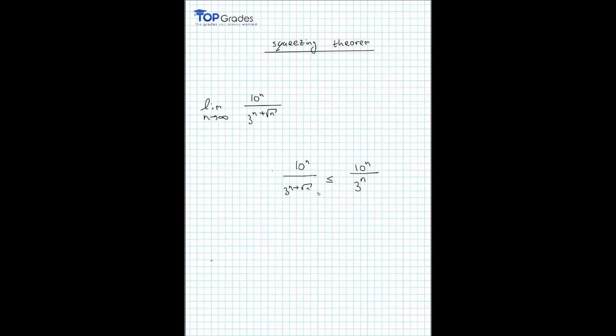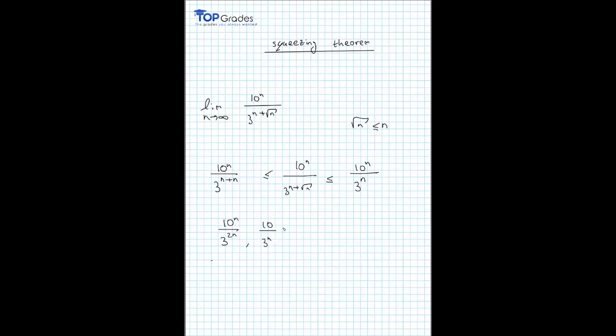What are we doing here, and why? Because we're decreasing the denominator, the fraction is getting bigger. And it's bigger than 10 to the power of n divided by 3 to the power of n plus n. Why? Because square root of n is smaller than n, or equal if n equals 1. I'm increasing the denominator, which means the fraction is getting smaller. So now I want to solve each of those sequences.